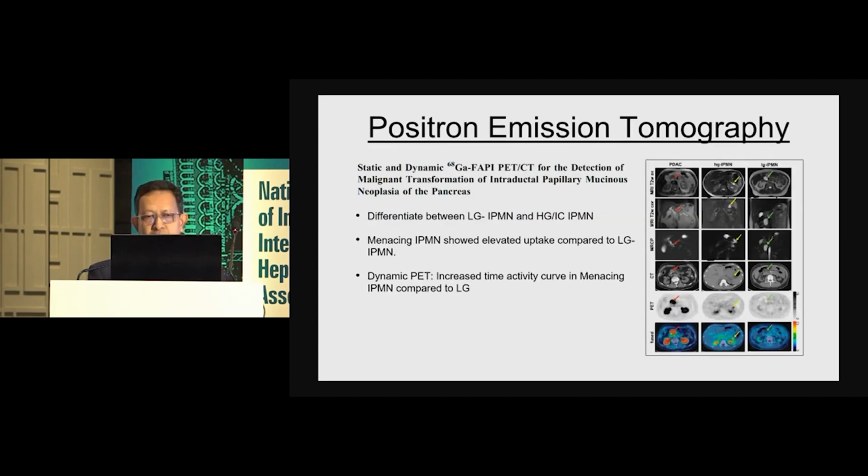PET is again one of the modalities that is increasingly used. FAPI PET is more commonly used nowadays, and this is a paper which is published by the Germans again. FAPI is a fibroblast activation protein inhibitor, and as there is a mesenchymal transformation from the epithelioid cells, these are being increasingly picked up and taken. It is very helpful in differentiating low-grade IPMN from high-grade or invasive carcinomas.